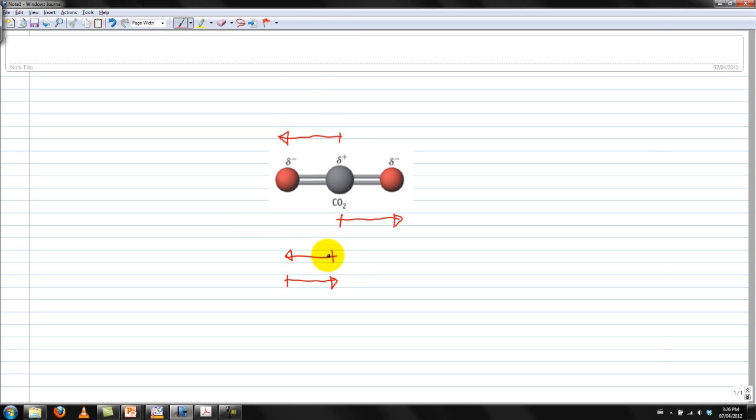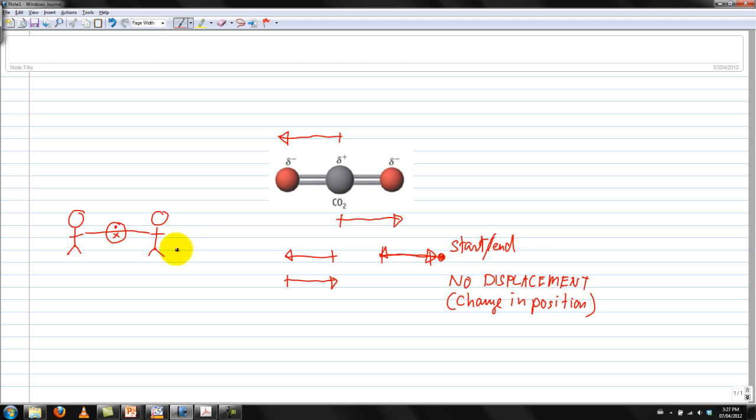By adding these dipole moments from head to tail, we notice that there is no net migration of electrons, and thus no dipole moment. Now, I've drawn these two arrows side by side. I guess you could look at it in this way, where we have one dipole moment moving this direction and the second one moving in this direction. And so what happens is the start point is also the end point. Thus, there is no displacement, meaning that there's no change in position.